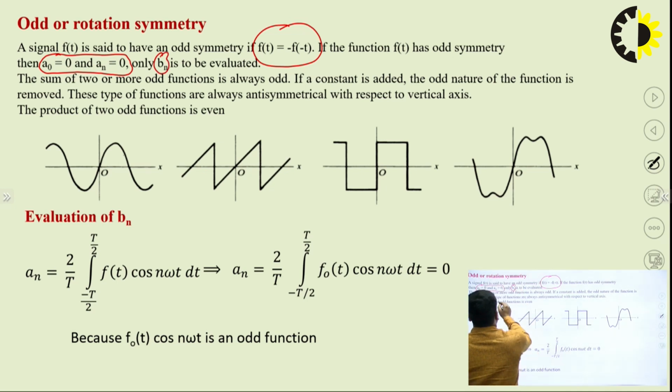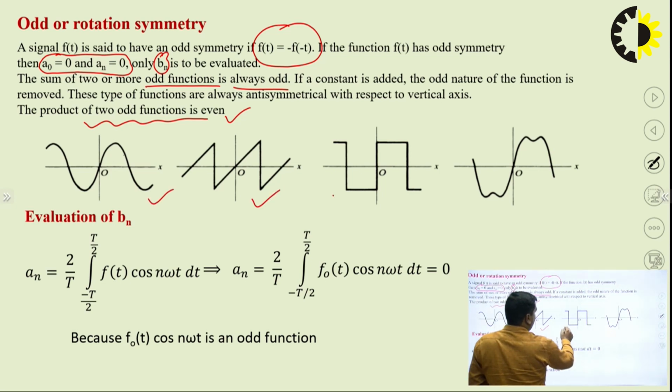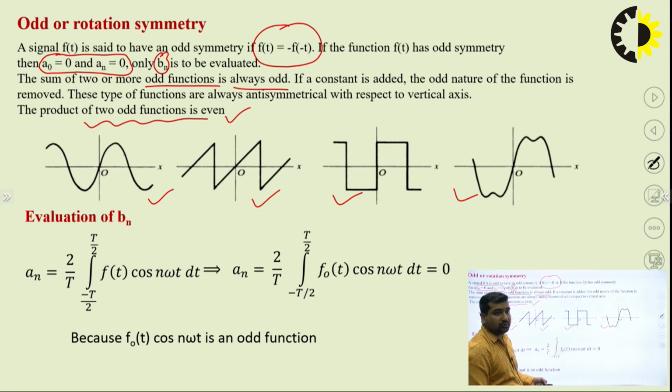So the sum of 2 or more odd functions is always odd, and if a constant is added, the odd nature of the function is removed. So these types of functions are always anti-symmetrical with respect to the vertical axis, and the product of 2 odd functions is even, as minus into minus becomes plus. And here these are the examples of the odd functions. These functions are symmetrical about the origin, they are anti-symmetrical about the y-axis.